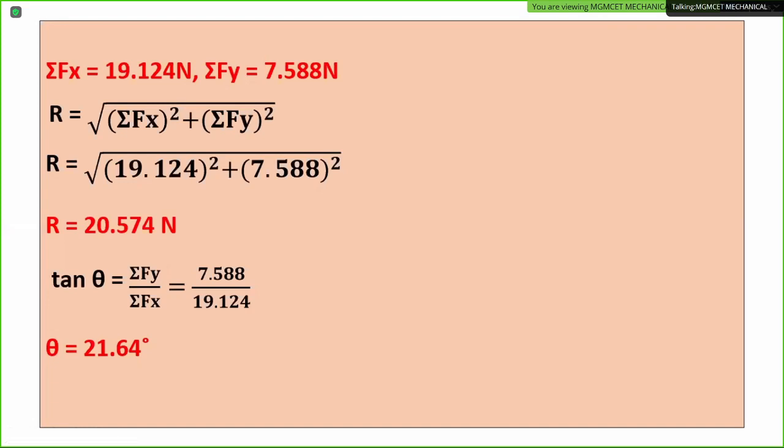To define the vector quantity completely, I need its magnitude and direction as well as point of application. But here we are not considering point of application. Magnitude we got, and after calculating theta I got the direction. So this gives us the magnitude and direction.